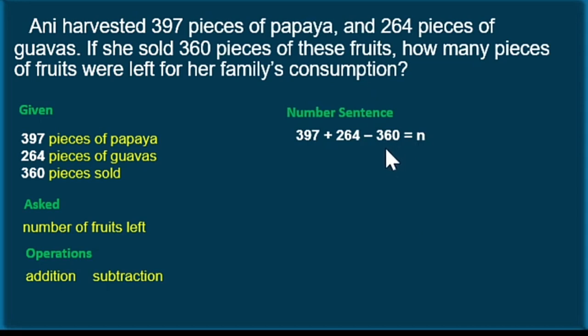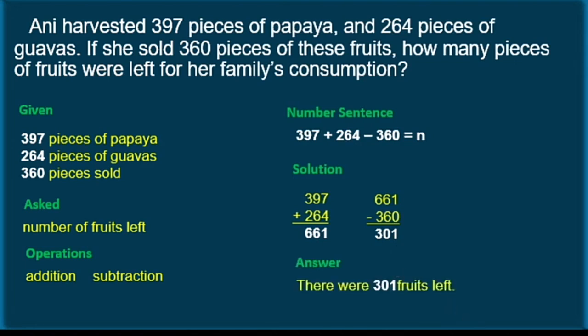Now let us add first, then we'll subtract. So adding, you add 397 and 264. By the time you add, you have 661. So the solution gives 661. Then you can proceed to subtract 360 from your answer 661, and we have 301. So this actually means that there are 301 fruits that were left.